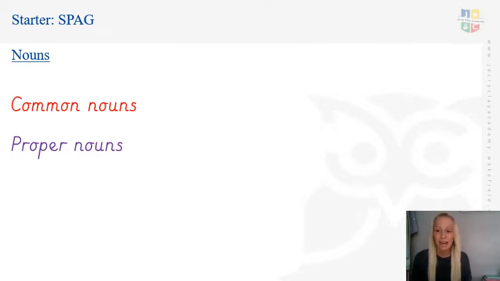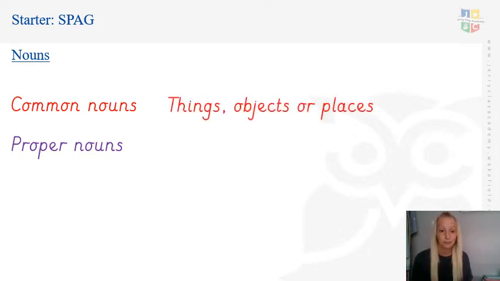So this week in our Spag Starter we are going to be focusing on nouns, but we're going to be doing this in a lot more detail than we have before, as there are two different types of nouns. We have common nouns and proper nouns. Now a common noun are just general things, objects or places like table, stairs, pencil, girl, anything that is just a general thing, object or place.